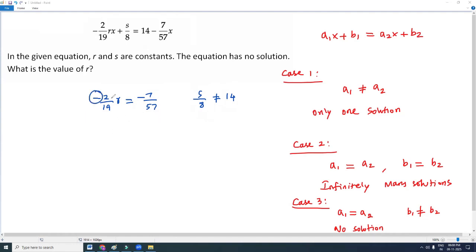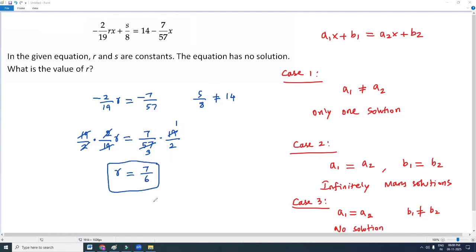Now to get rid of the negative sign on the left side and right side, we can multiply both sides of the equation by negative 1. When I do so, I am getting 2 over 19 times r on the left side. On the right side, we get 7 over 57. Now let's multiply both sides of the equation by the reciprocal of this fraction, that is 19 over 2. So this 2 will cancel out, this 19 will cancel out. I am getting r on the left side. 19 goes into 19 one time and 19 goes into 57 three times. Here 7 times 1 is 7 and 3 times 2 is 6. Here I got the value of r, that is 7 over 6.